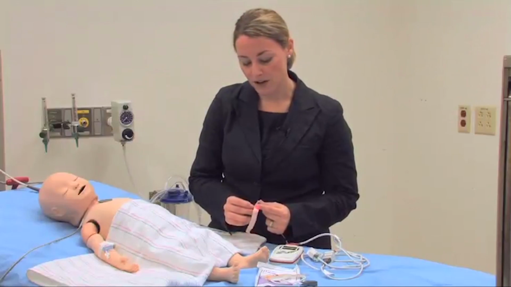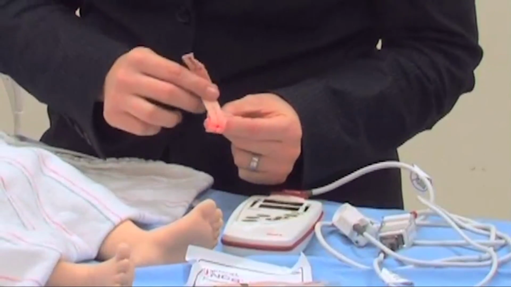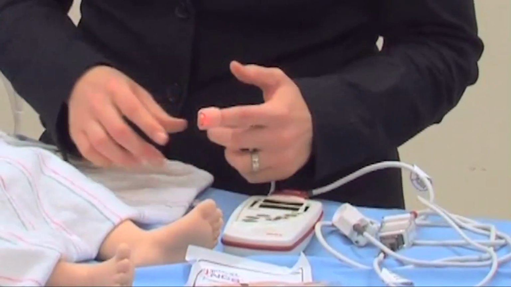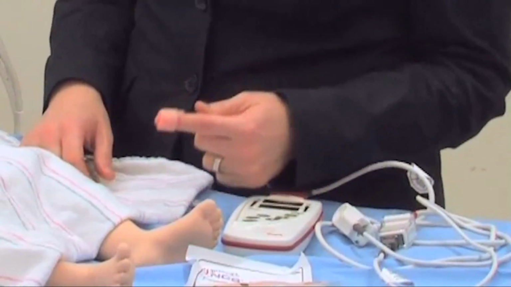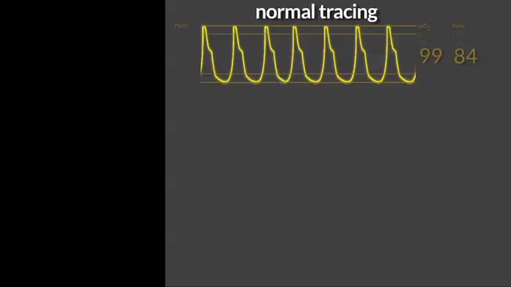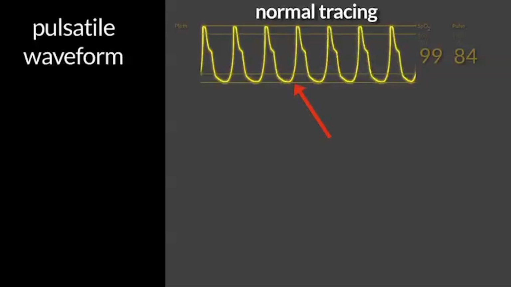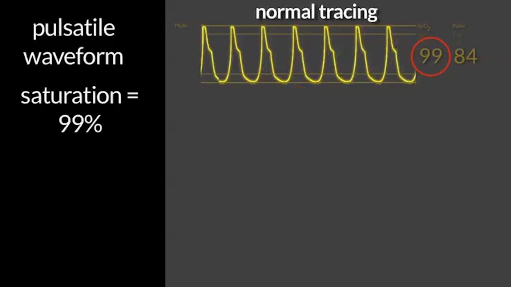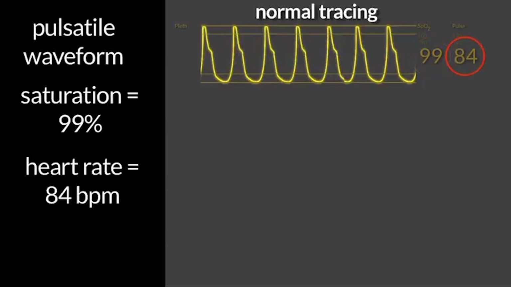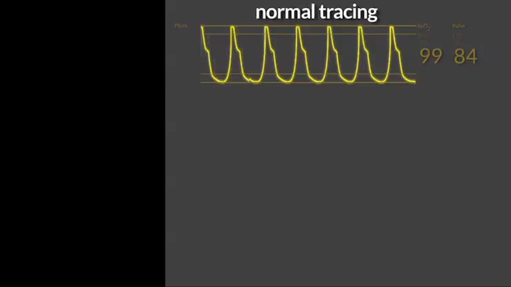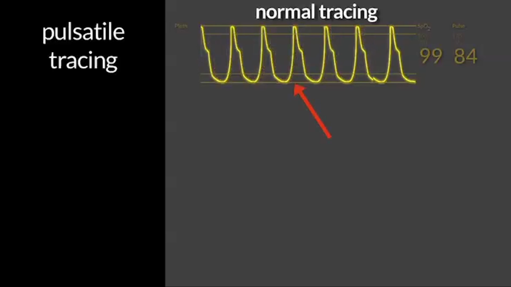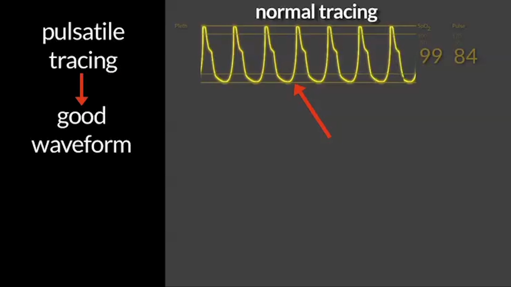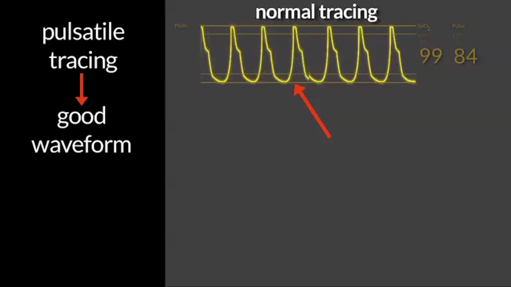I'm going to place this probe on my finger, placing the receiver on one side and the light source on the other, and wrap the elastic around. And then I'm going to look at our monitor and observe to see a pulsatile waveform, which you now see, along with a saturation of 99% and a heart rate of 84-85. You can see here that there's a very nice pulsatile tracing, which gives me an indication that this is a good waveform and that I should probably trust my output reading.